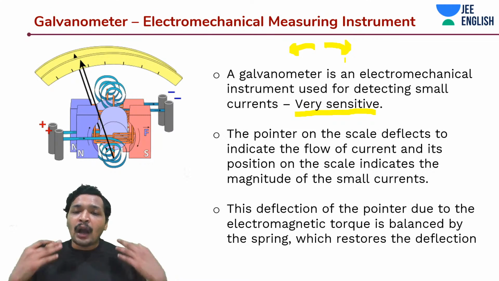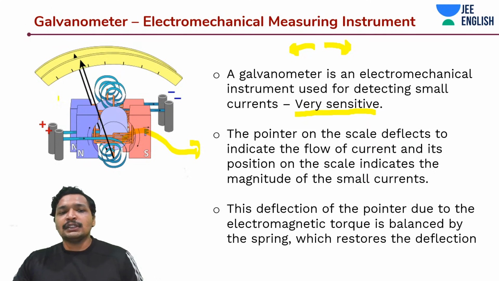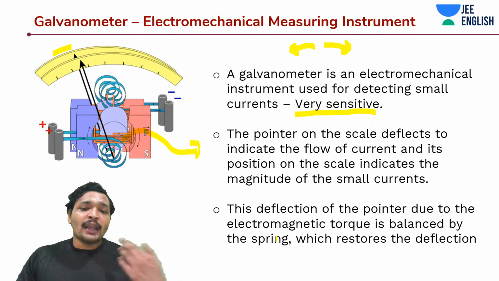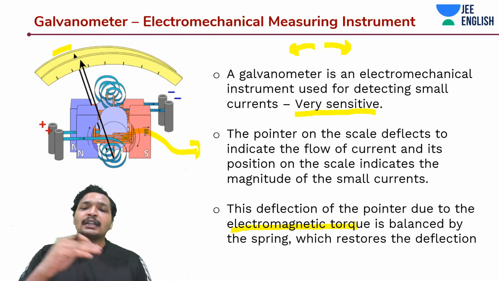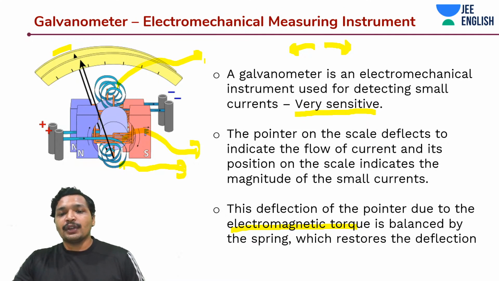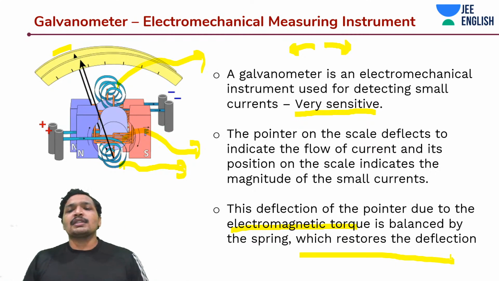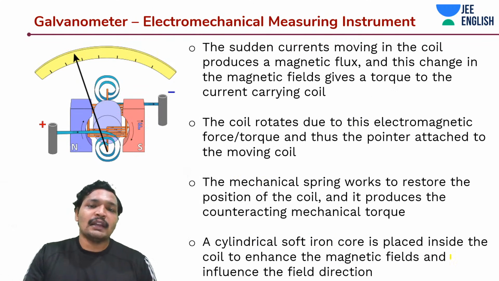How do you measure the magnitude of this small current? The current flowing inside this coil will be measured using the calibration of the pointer. That's it. And why is the deflection happening? It's due to the electromagnetic torque, which is being counteracted by a spring, the spring that you're seeing over here, which basically restores the deflection. The instrument has to come back to zero once the current has passed, and that is taken care of by the spring. The spring acts as the restoring device for this galvanometer.